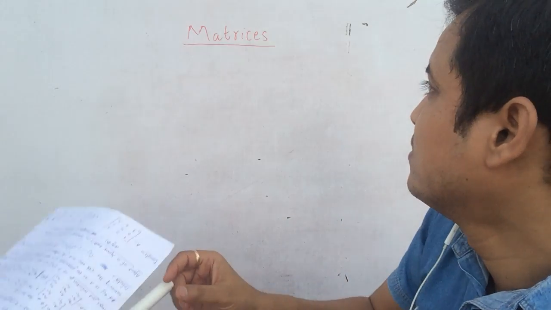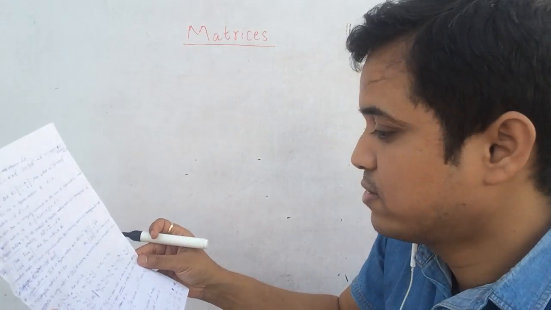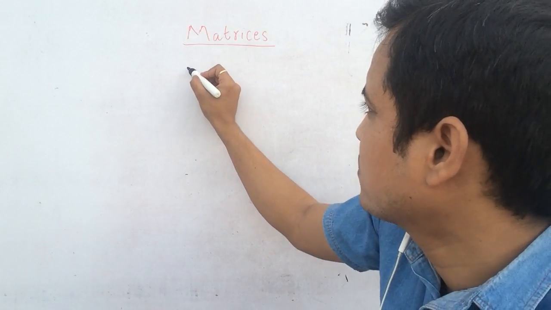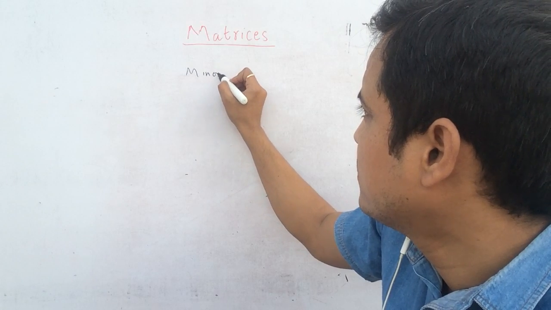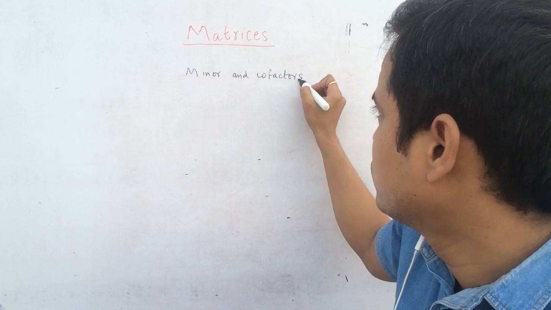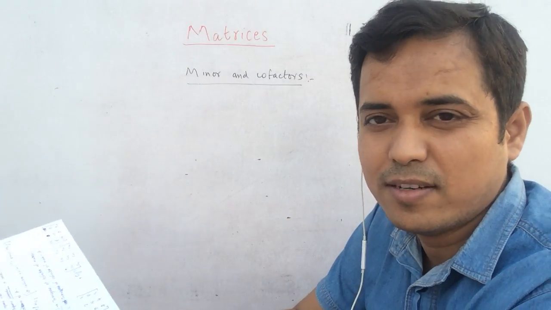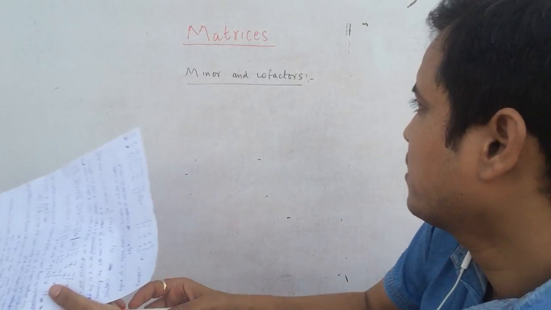Today we are going to learn the next topic in matrices: minors and cofactors. In the previous videos, I explained how you can find the determinant of matrices.